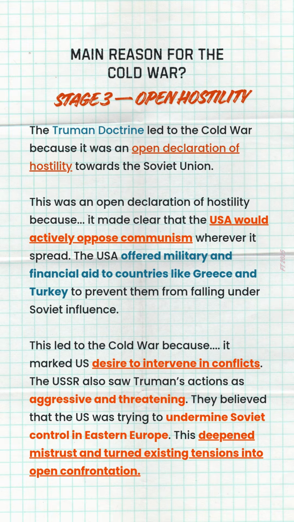Here's an example of how you might improve it. In terms of evidence, I've highlighted that the Truman Doctrine offered financial and military aid to Greece and Turkey, which were facing internal communist threats. In the explanation, I've shown that this was aggressive. It was threatening and an attempt to undermine Soviet influence.